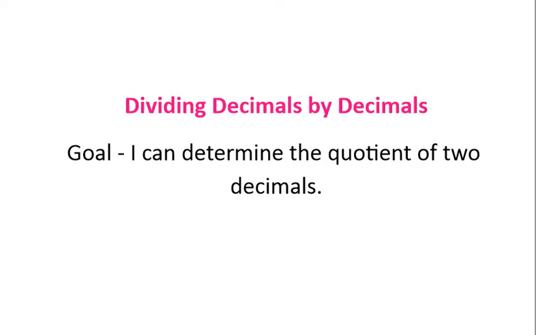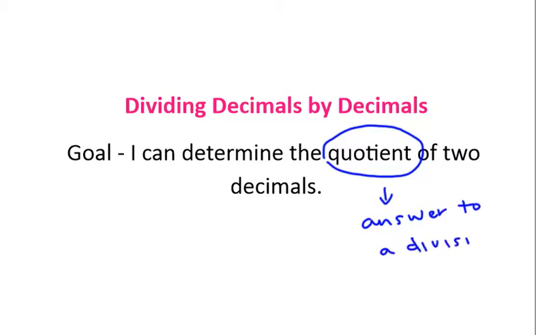All right, so in this lesson, we're going to talk about dividing decimals by decimals. And so your goal is I can determine the quotient of two decimals. So remember that the word quotient means the answer to a division problem. And that's going to come up here again in just a second, but it's very important to remember.